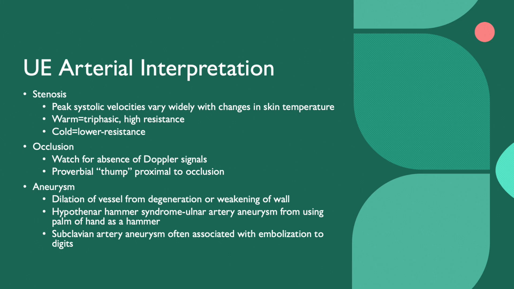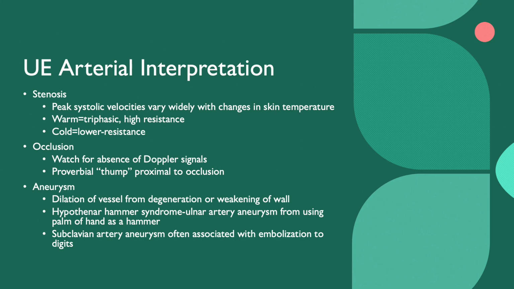An occlusion is going to give us absent Doppler signal. So when you see an occlusion, if you put your color Doppler and pulse wave Doppler on an artery that's occluded, there's just going to be no flow. It's very important to make sure you turn your color scale down and turn your color gain up to assure that there is no flow.